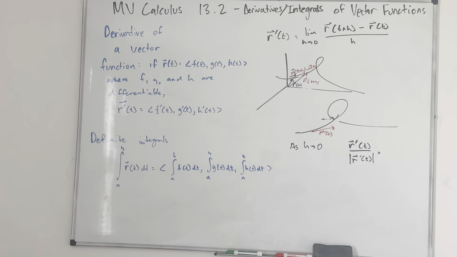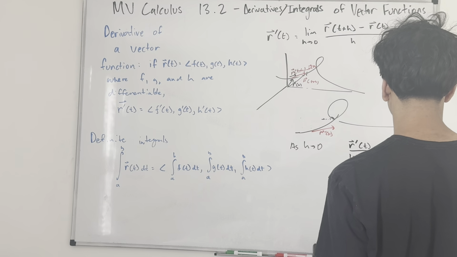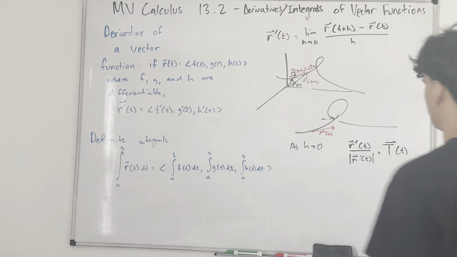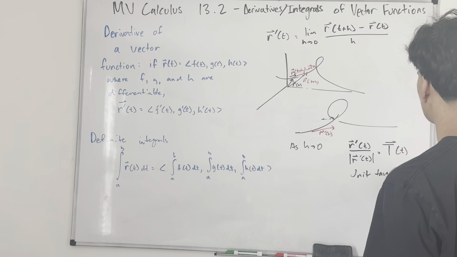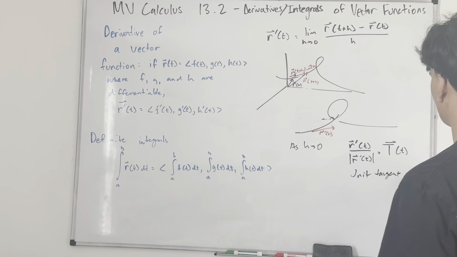And let me just check my notes to see what the notation was. Yeah, I think they use a big T. So big T, unit tangent vector of t. So this is the unit tangent vector. This is just to give you an understanding of derivatives.